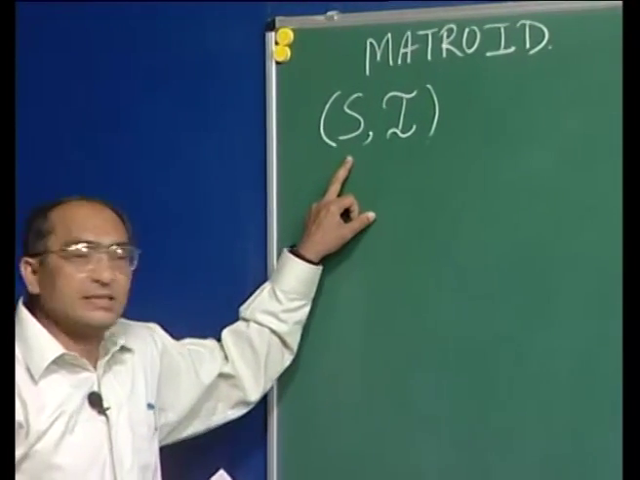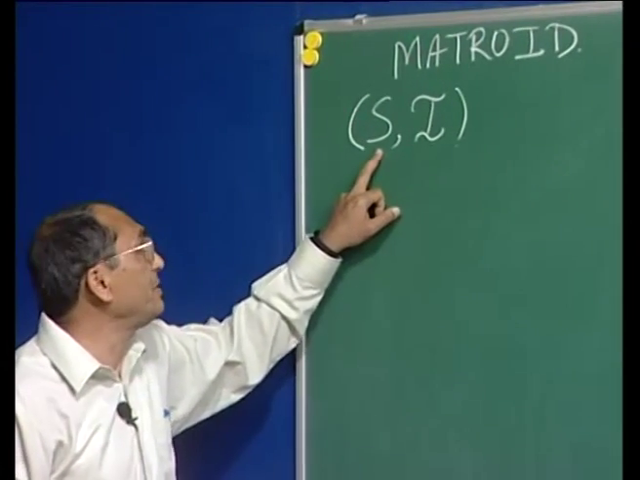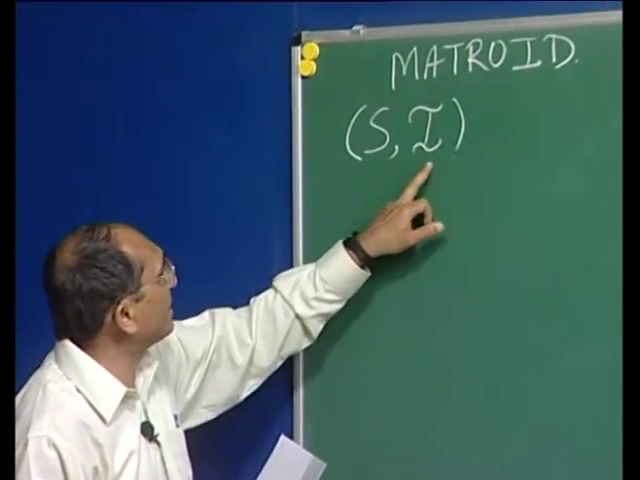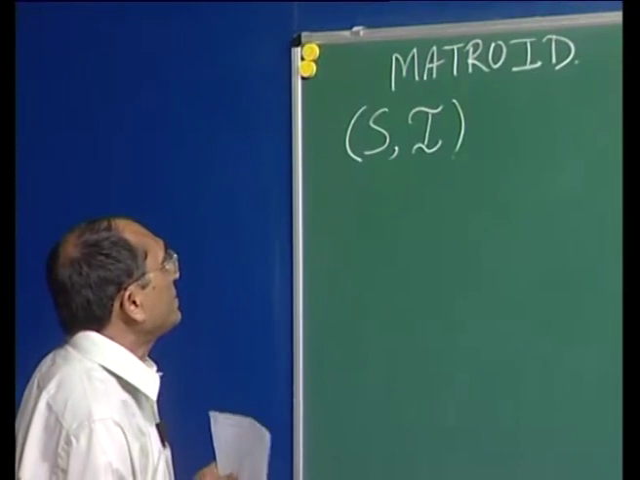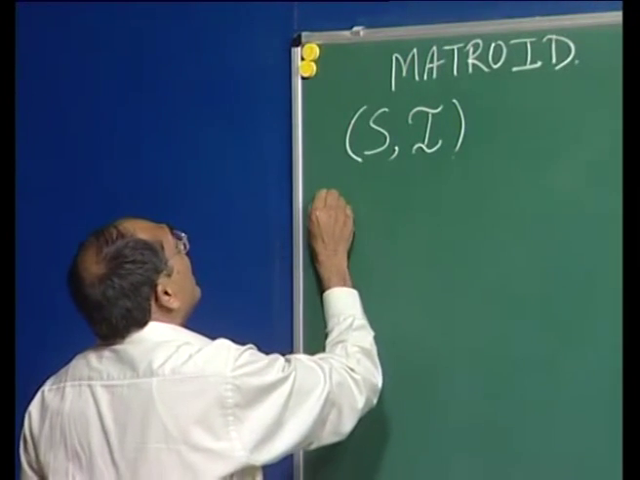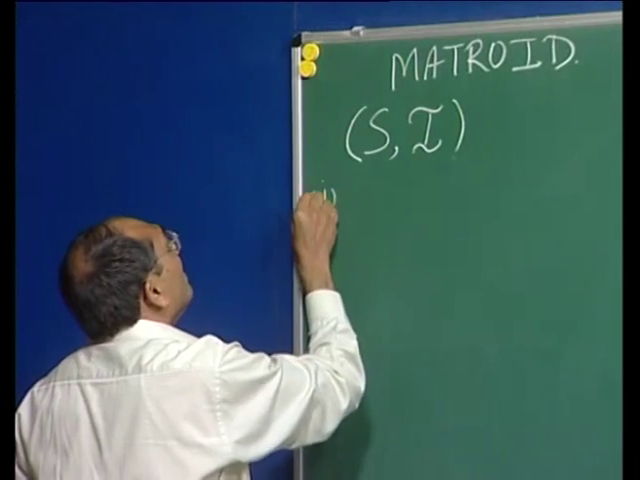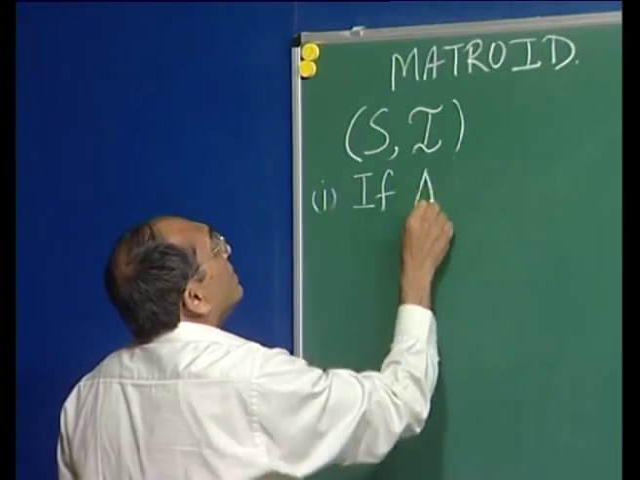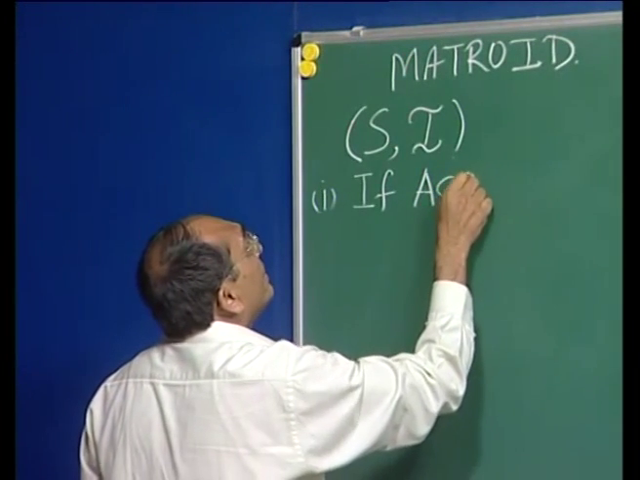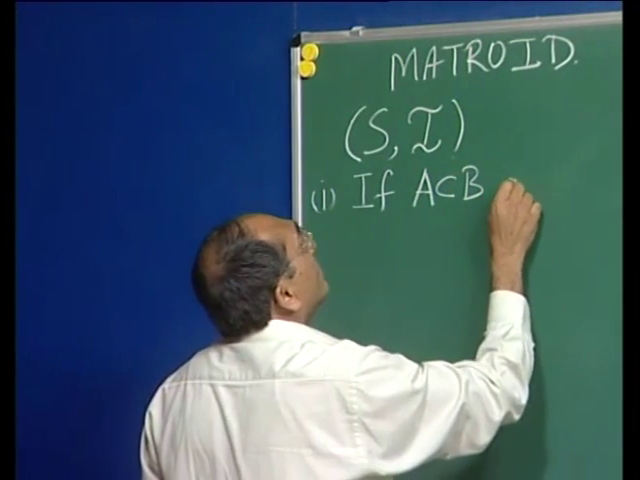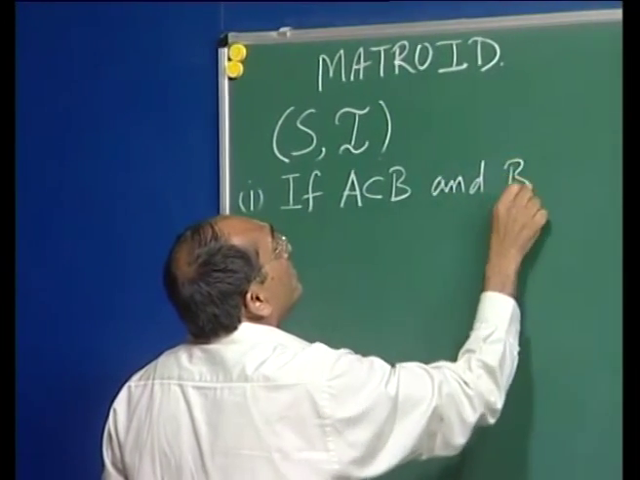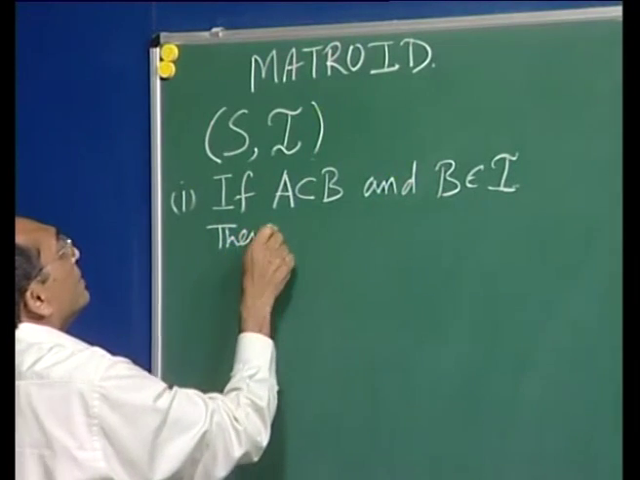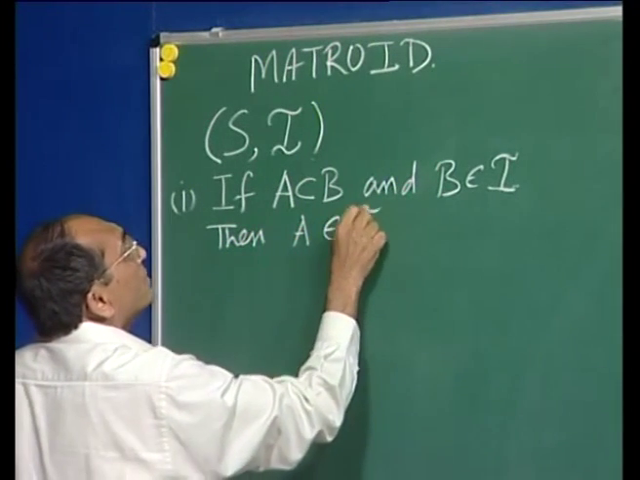where S is a finite set of elements, and the script I is a collection of some of the subsets of S which satisfy certain conditions. Condition 1 is that if A is a subset of B and B belongs to I, then A also belongs to I.